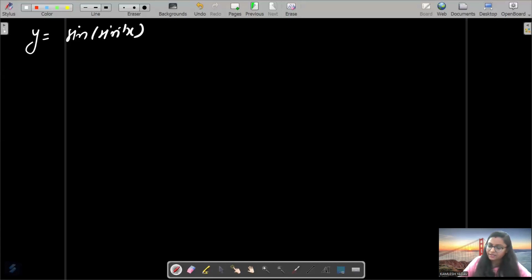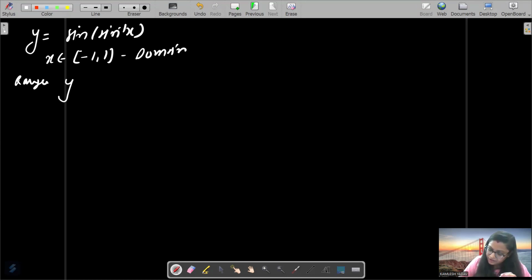Okay, see. So for the domain, x belongs to -1 to 1, because for sine inverse x the domain is -1 to +1. So that's why x belongs to this. This is the domain. Then what about the range? So range, here y is equal to x, and y belongs to -1 to +1, right? It is clear now? Why do I write here x belongs to -1 to +1? Because the domain of sine inverse x is -1 to +1. So that's why.